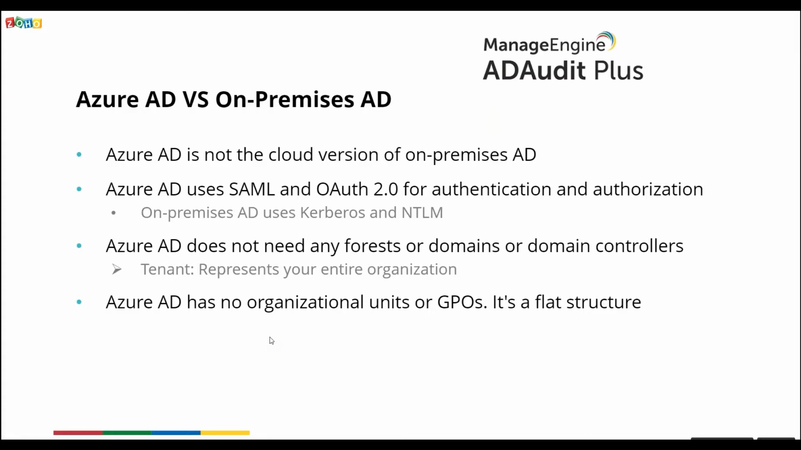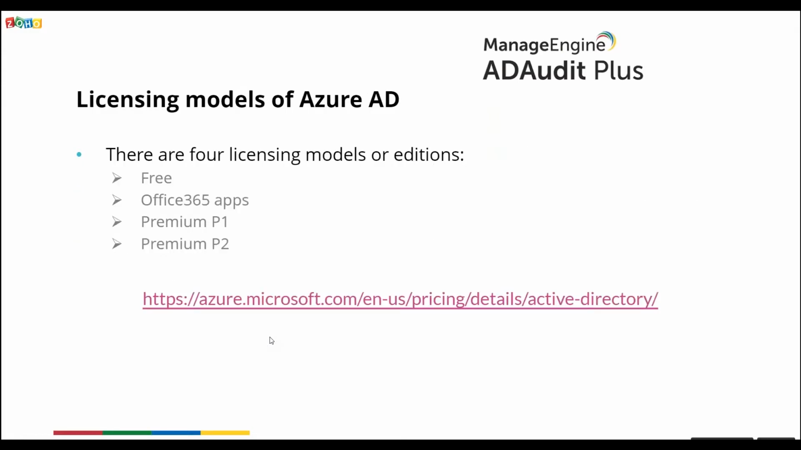In Azure AD, you don't need to create any forests or domains. Instead, you will have a tenant which represents your entire organization, like we discussed earlier. So it goes without saying, you will not have any domain controllers in your Azure Active Directory. Like on-premises AD, you still deal with users and groups in Azure AD, but you don't have any organizational units or GPOs. So it's a flat structure, unlike the hierarchical structure that we find in on-premises AD.